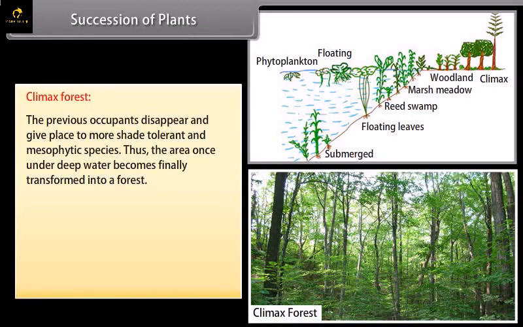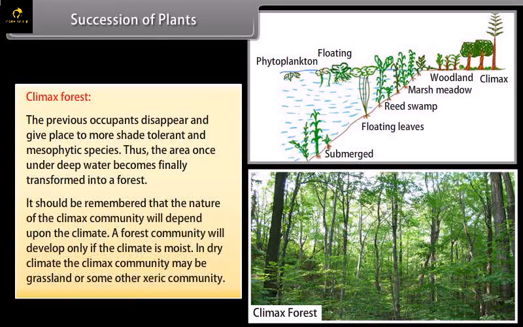Climax forest. The previous occupants disappear and give place to more shade-tolerant and mesophytic species. Thus, the area once under deep water becomes finally transformed into a forest. It should be remembered that the nature of the climax community will depend upon the climate. A forest community will develop only if the climate is moist. In a dry climate, the climax community may be grassland or some other generic community.